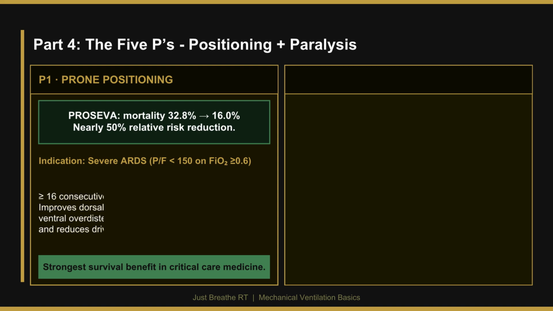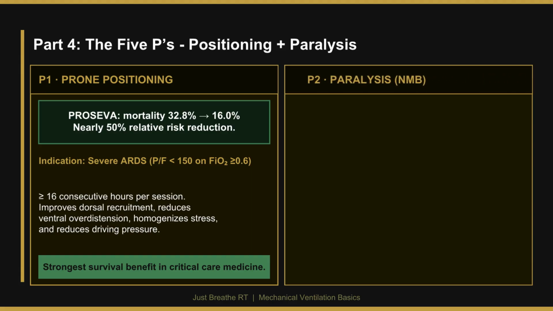Proning improves dorsal lung recruitment, reduces ventral overdistension, homogenizes regional stress distribution, and reduces driving pressure. If your patient has severe ARDS and is not being proned, that is an evidence gap at the bedside that needs to close. The second P, paralysis.